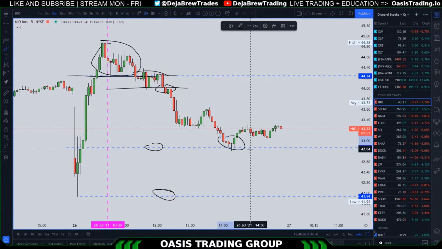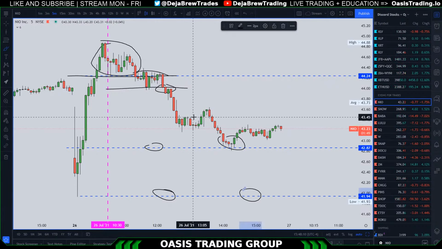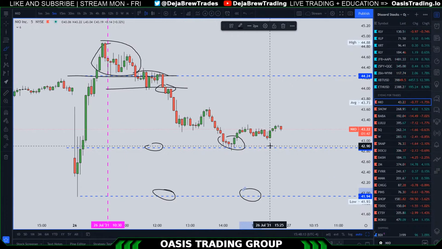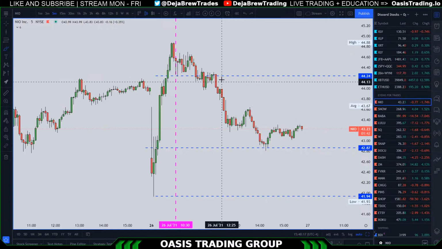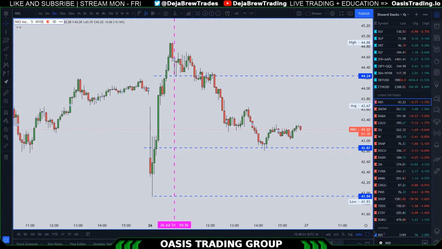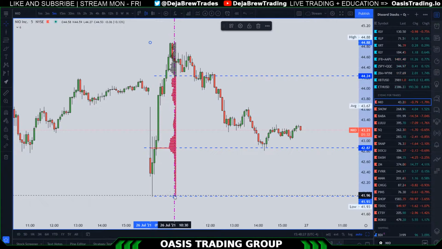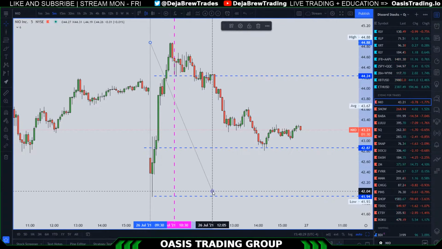The 43 puts would have paid, the 42 puts would have paid for a little bit, but then they would have lost their value. So that's kind of how you could have traded Neo just using the initial balance. We also could have done some analysis throughout the day with the volume profile. So this is just the first hour. Let's take it even further.